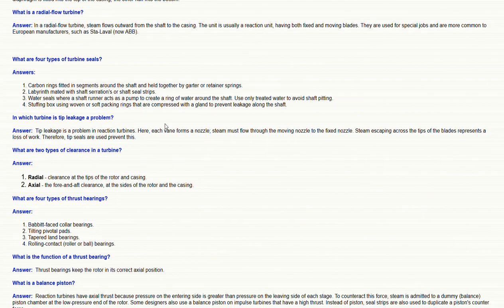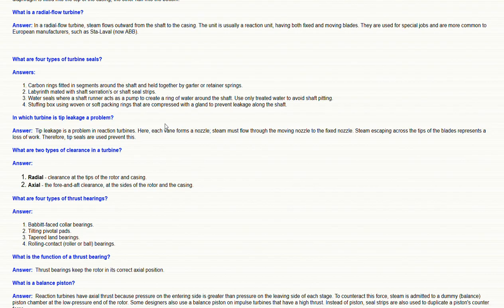Next one is: what are the four types of turbine seals? Actually, in turbines we are using mostly three types. I can just say two to three types: labyrinth seals and mechanical seals. The main type of mechanical seal is carbon rings, and we use these in the turbines and also sometimes in the pumps.